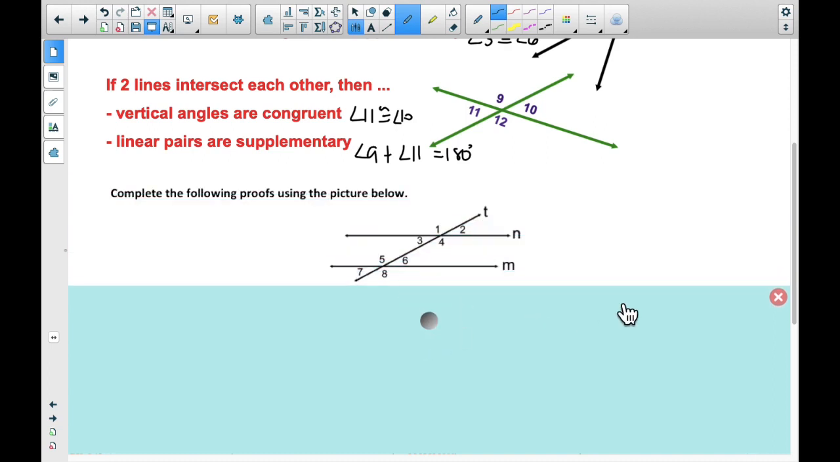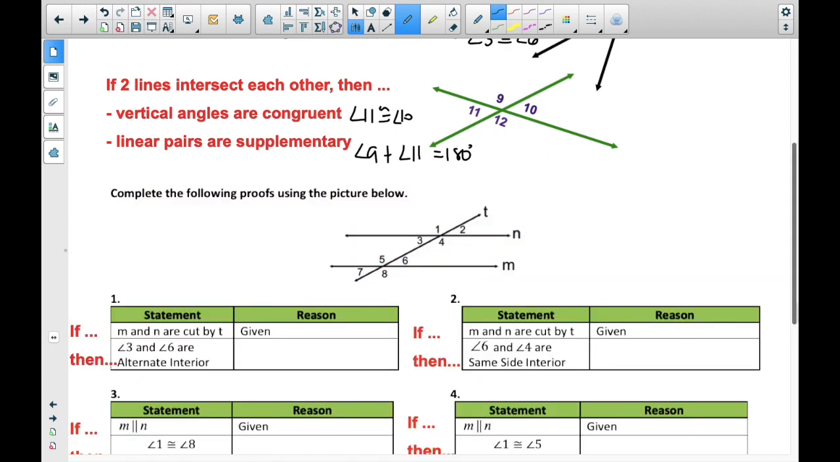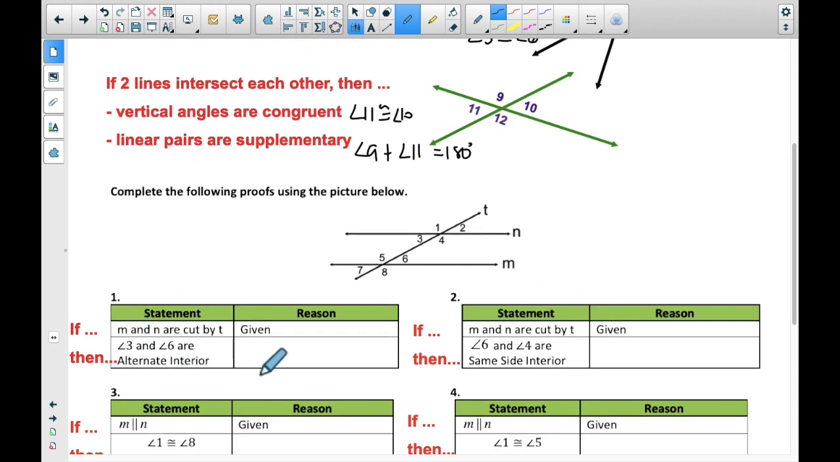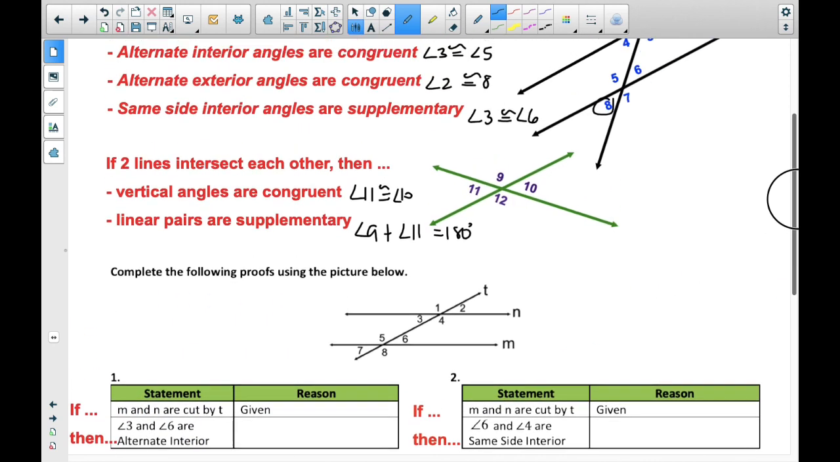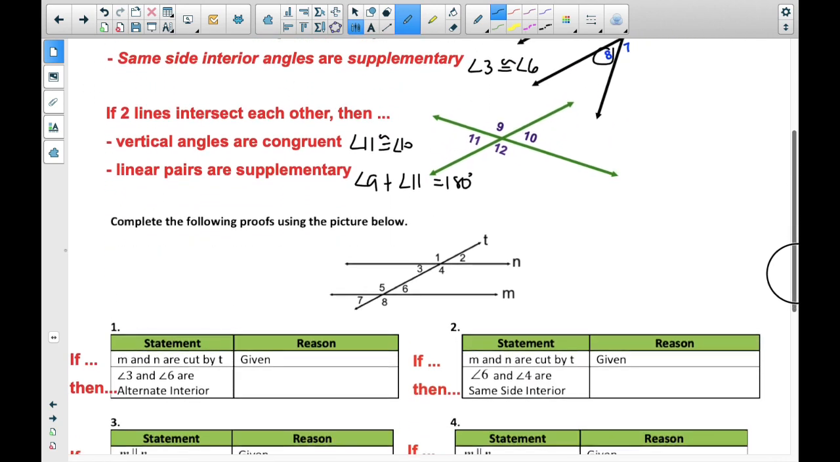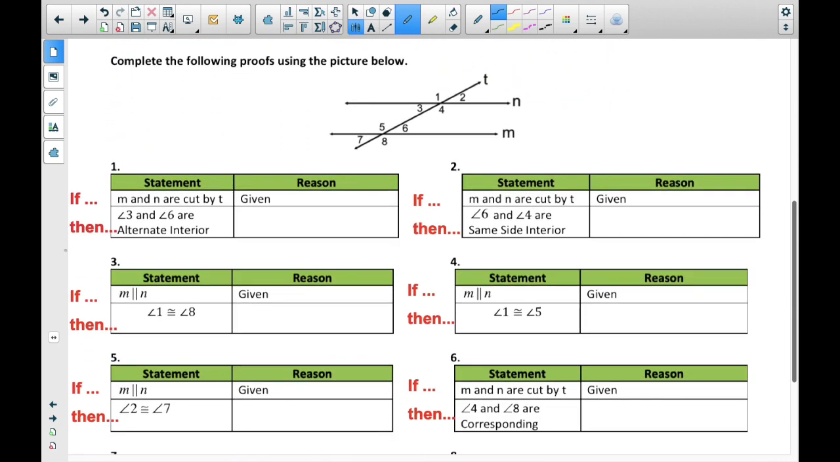We've been working with that for some time, and now we're going to talk about how we put those in proofs. Well, remember that proofs are little if-then statements. And up here, I don't know if you noticed, but I stated this in terms of an if-then statement. So if there are parallel lines cut by a transversal, then all these things can happen. If 2 lines intersect each other, then these things can happen. And so we're going to take that information and change it into a proof format where we have little if-then statements. So here we have this diagram.